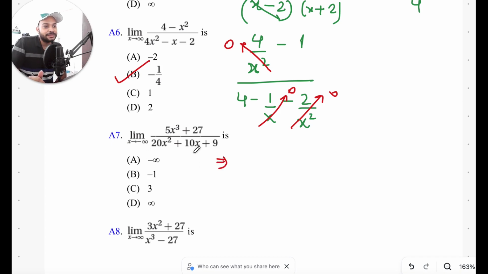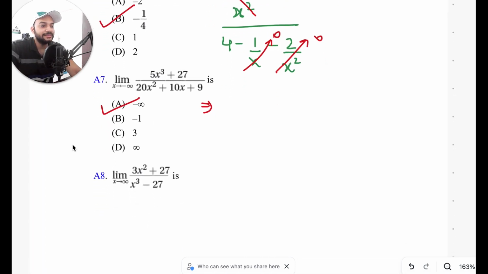But before that, we need to check the degree of the polynomials. The numerator has a higher degree polynomial than the denominator. So in any case, whatever we try to do, there is going to be an infinity left in the numerator. So this is going to be a negative infinity thing. Why not positive infinity? Because x cubed is an odd power. An odd power of negative infinity will still give you negative infinity. So A7 is A.